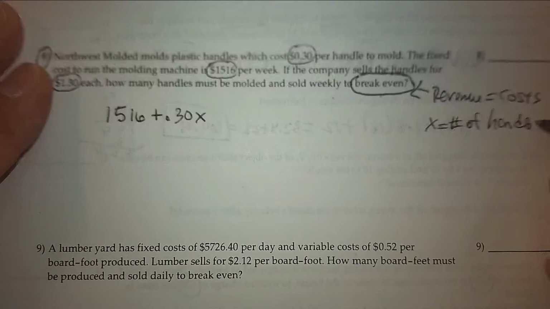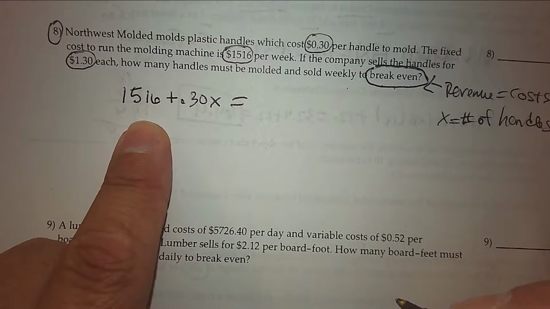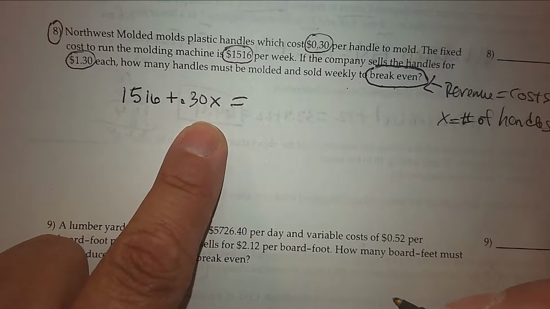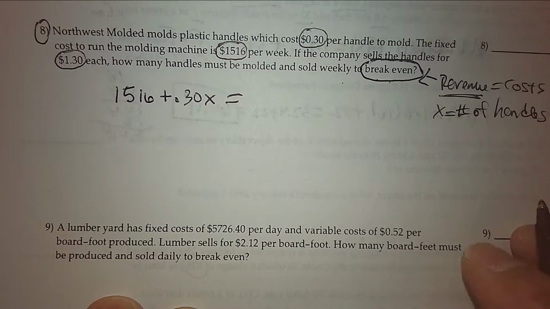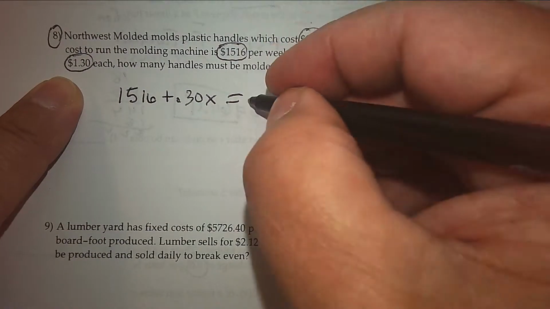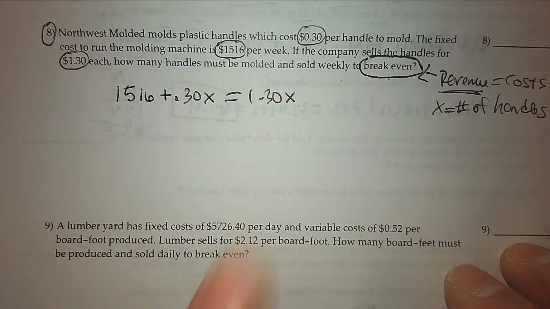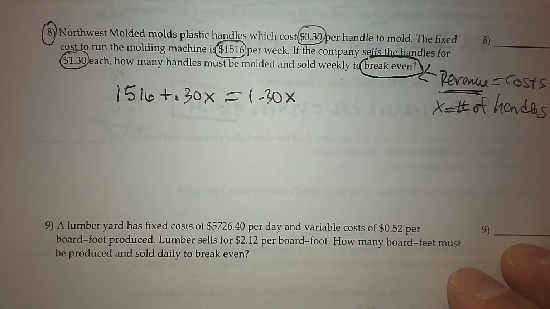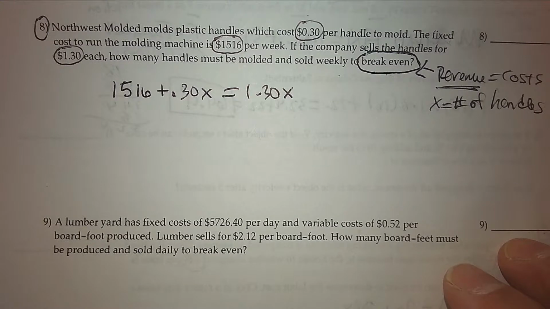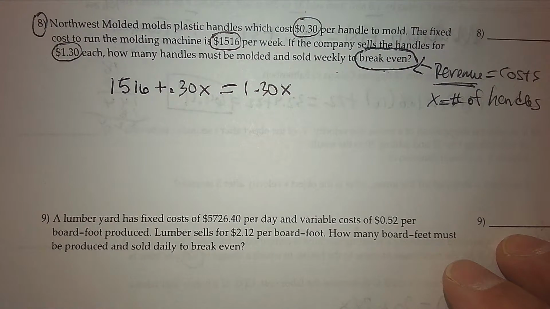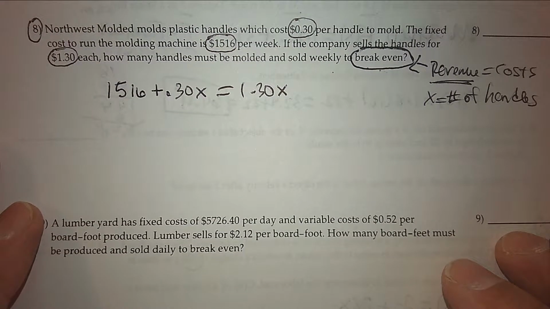So on one side you have cost. How much does it cost you? $1,516 and also 30 cents per handle. What's the other side? Revenue. What do we know about how much money you're taking in? $1.30 per handle. So we set up an equation to solve for X, so we know how many handles we need to sell to break even. And if you sell more than that, you are now making a profit because revenue is above costs. All right. So how would you solve this?